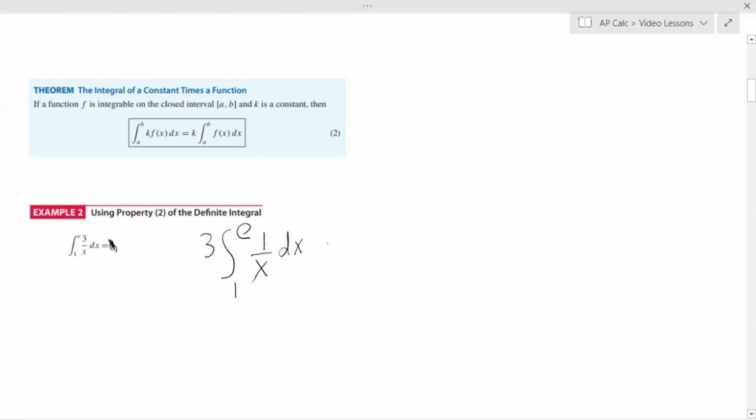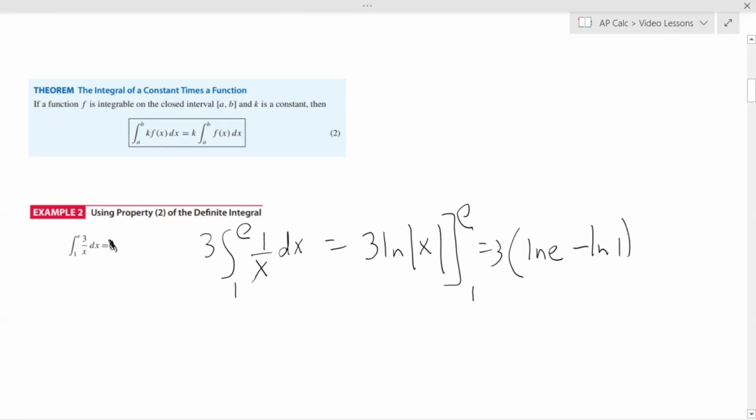But the antiderivative of 1 over x is natural log absolute value of x. And the 3 is going to multiply that, and then you'd have from 1 to e, which is going to be 3 times the natural log of e minus the natural log of 1, which is 3 times 1 minus 0, which gives us 3.